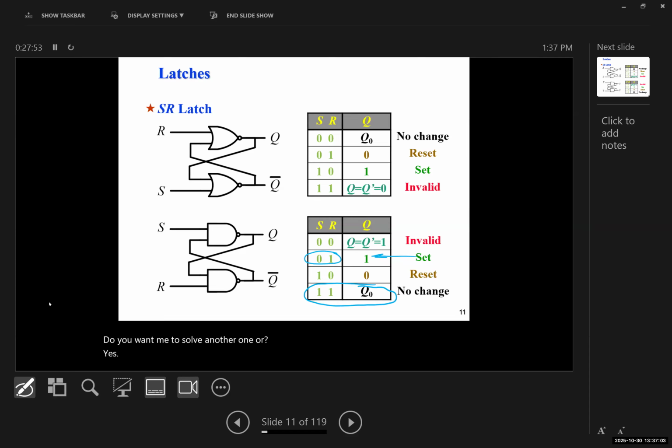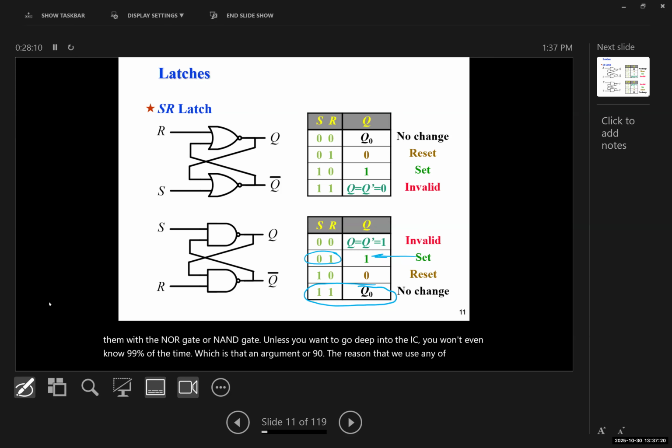Is there a name for each of these, or they're both just SR latches? These are both SR latches. We can build them with a NOR gate or a NAND gate. Unless you want to go deep into the IC, you won't even know 99% of the time whether it is a NOR gate or a NAND gate. The reason that we use any of them is because of speed and the output requirements, but both of them work exactly the same. Now, both of them have a critical problem.